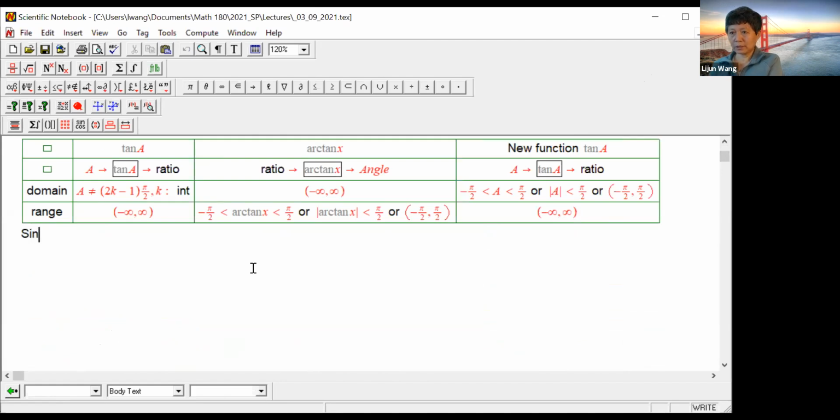Okay, since tangent of 3 pi over 4 is equal to -1, thus arctan of -1 is going to be equal to 3 pi over 4.